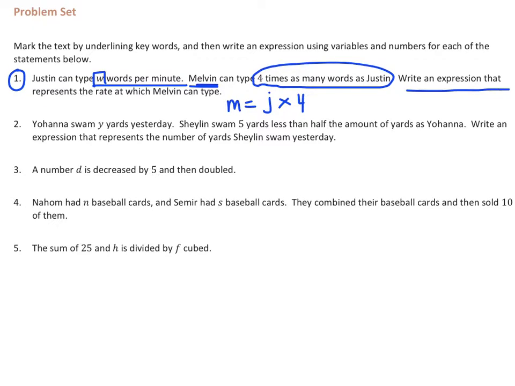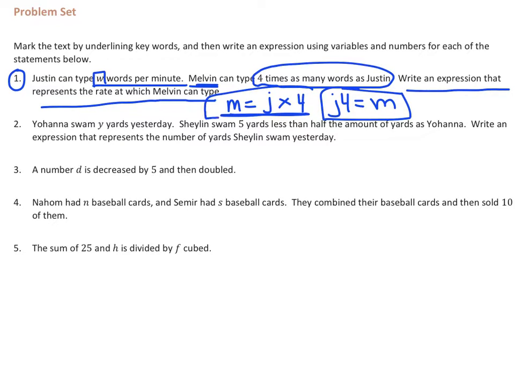Write an expression that represents the rate at which Melvin can type. So I'm going to rewrite this, and I'm going to do J times 4 this way, right? J words per minute times 4 equals Melvin's words per minute. And I'm done. How'd you do? Either one of these would work.